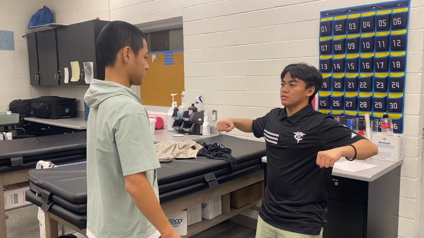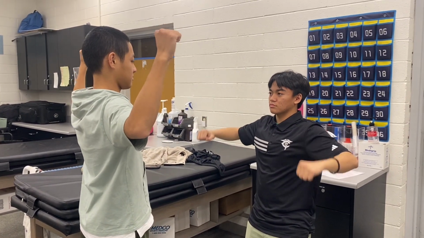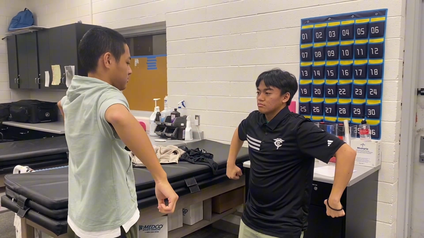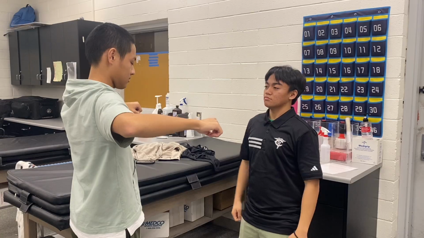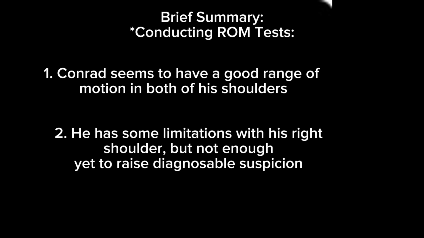For external and internal rotation, with the elbow bent at 90 degrees, ask the patient to rotate their arm outward and inward, reaching about 70 and 90 degrees respectively. So, a brief summary of conducting these ROM tests. Conrad seems to have a good range of motion in both of his shoulders, yet he has some limitations with his right shoulder, but not enough yet to raise diagnosable suspicion.